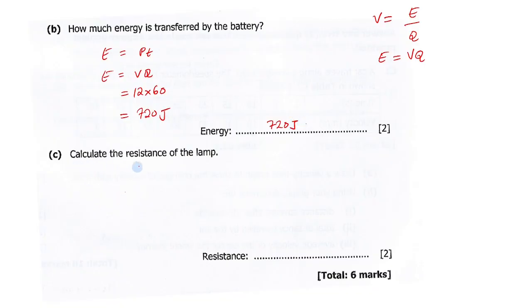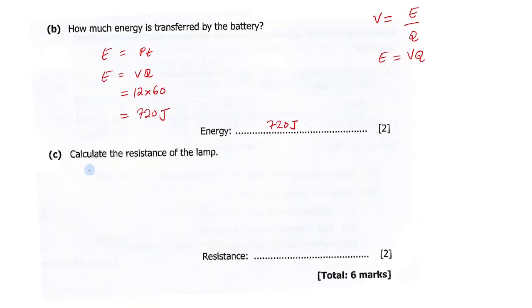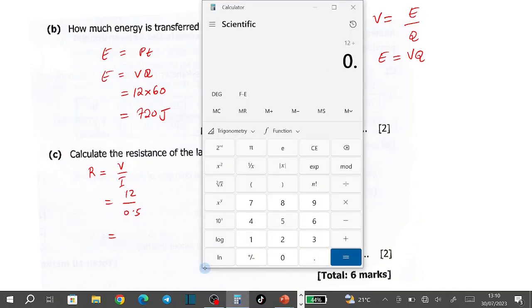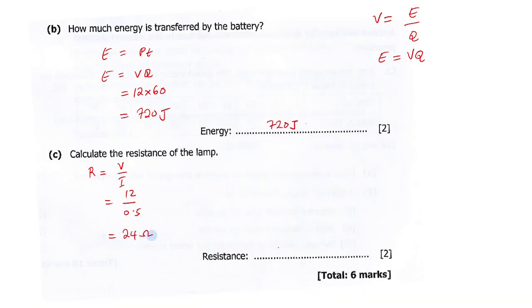Then here they're saying calculate the resistance of the lamp. This will be simple. We have current and voltage. So resistance R is voltage over current. Voltage is 12 divided by current 0.5, which is 24. So it will be 24 ohms. So you write 24 ohms.